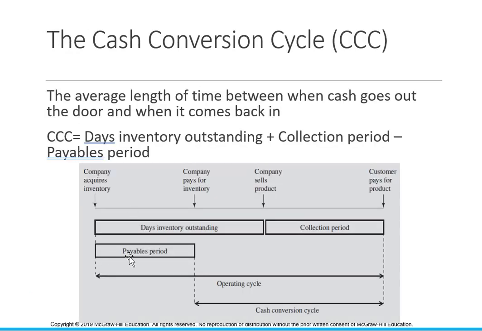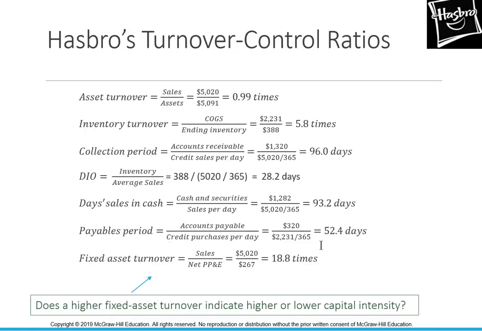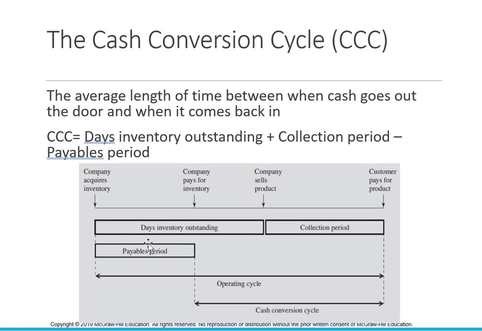Now we also are going to pay for these assets, right? We have to pay for the purchase of inventory. On average, how long does it take the company to pay? If you look at the payables, it's roughly 52.4 days. So you take roughly 118 minus this 52, that's roughly 58 days, which is what it takes for the company to convert this cash. So the operating cycle is days inventory outstanding plus the collection period. The cash conversion cycle is the operating cycle minus the payables period.